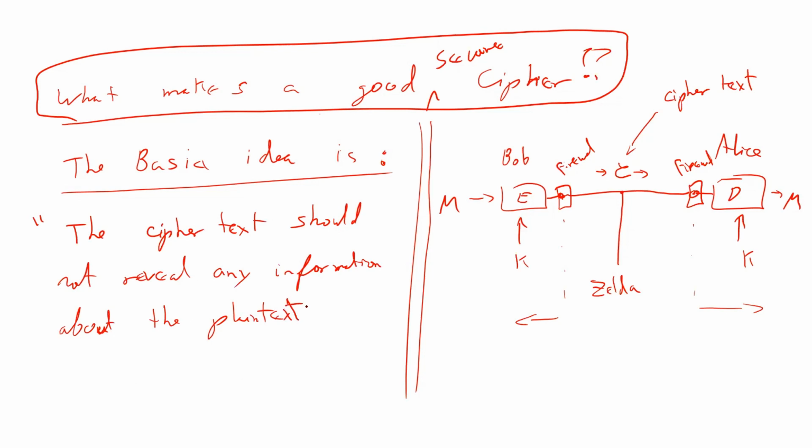It sounds kind of trivially easy to say that, but it's definitely true. The ciphertext, which is C, should not reveal any information about the plain text. So if you have C, which Zelda could get, she should not be able to infer M from it. That's the original, basic idea that you want to have. So the question is, how do you measure that? Is there some kind of a metric, some kind of an approach?